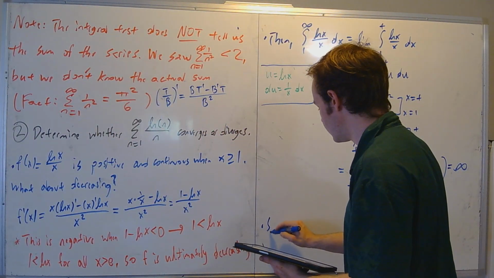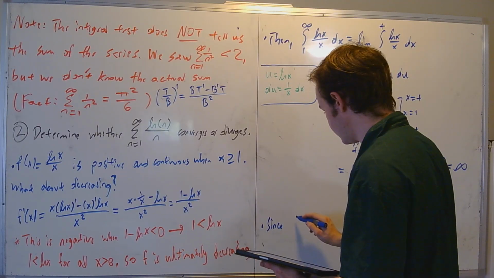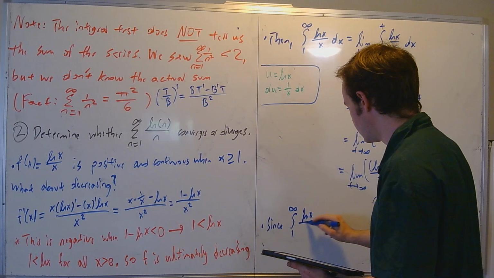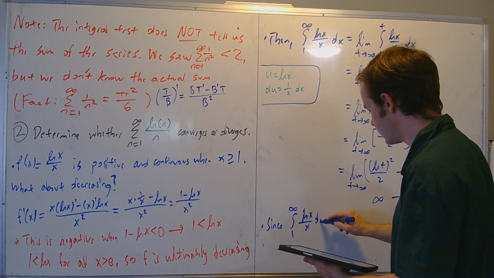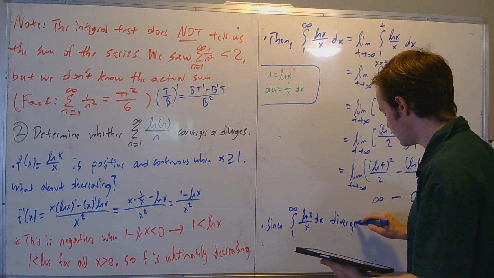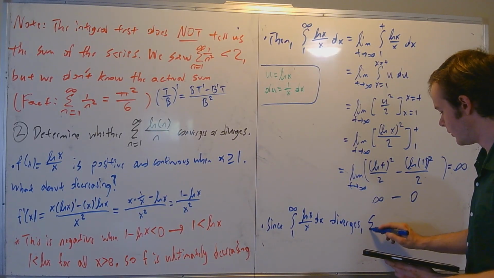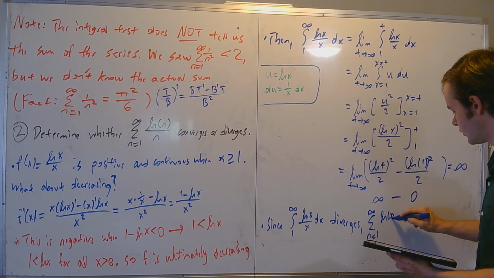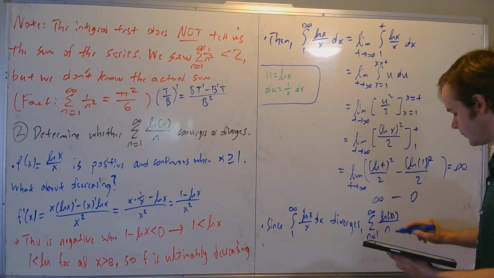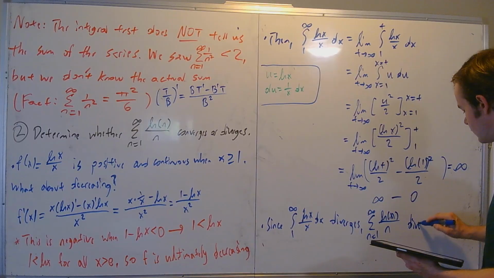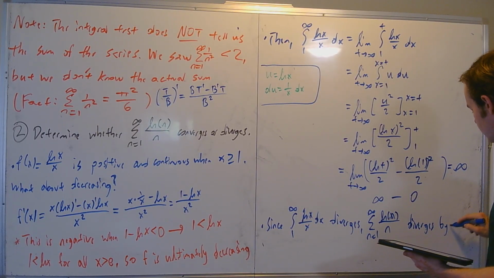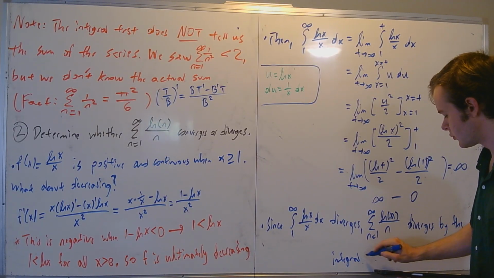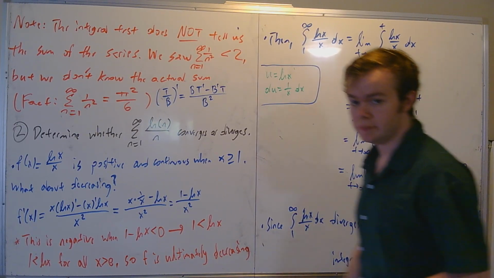So I'll say here, since the integral from 1 to infinity of natural log of x over x dx diverges, the sum from n equals 1 to infinity of natural log of n over n diverges by the integral test. And that'll be your answer there.